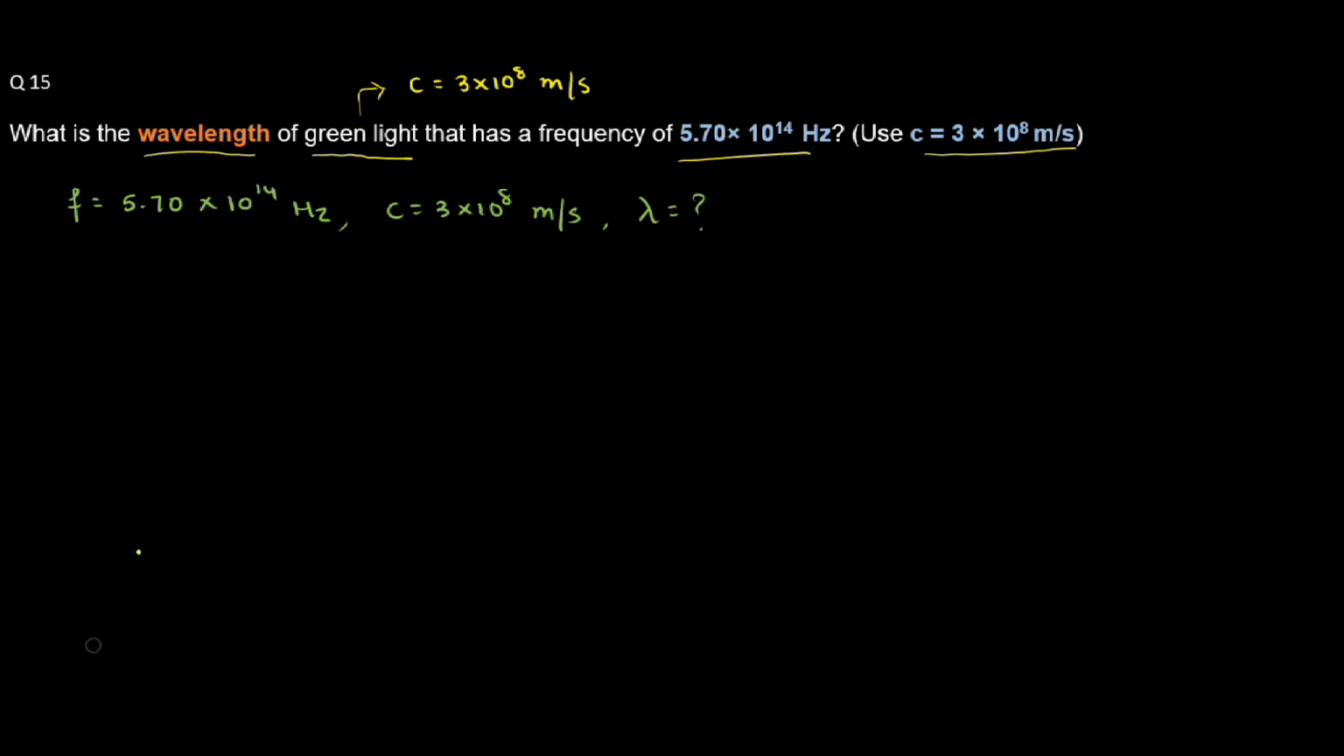The rule for wavelength is lambda equals c over f. Now this is a very direct question. I will just substitute the values here. c is 3 times 10 to the power 8, divided by the frequency, which is 5.70 times 10 to the power 14. And when you solve this, you get the wavelength to be equal to 5.26 times 10 to the power negative 7 meter.